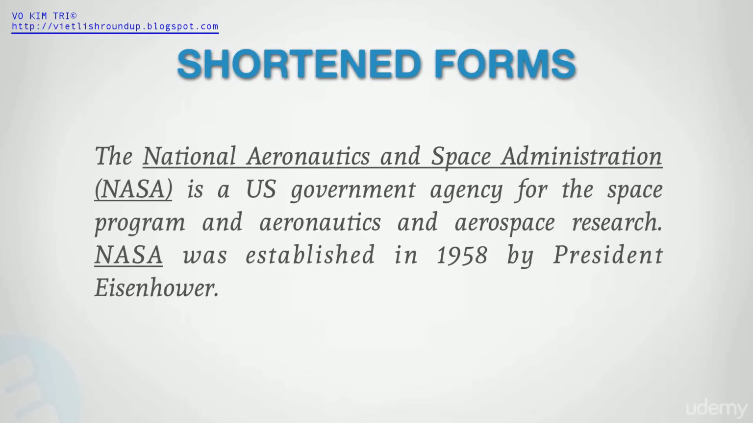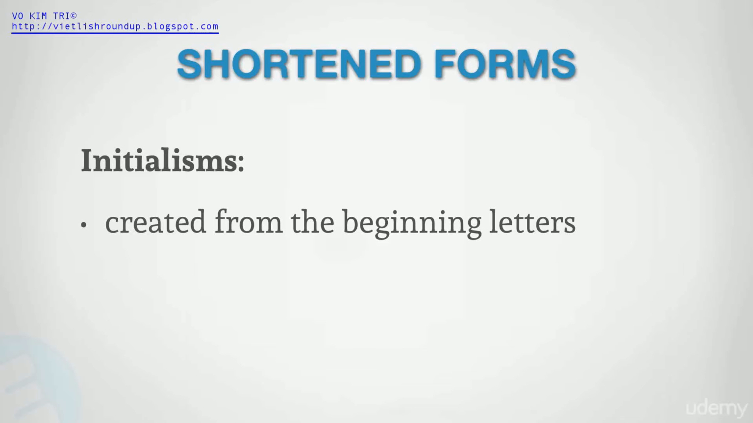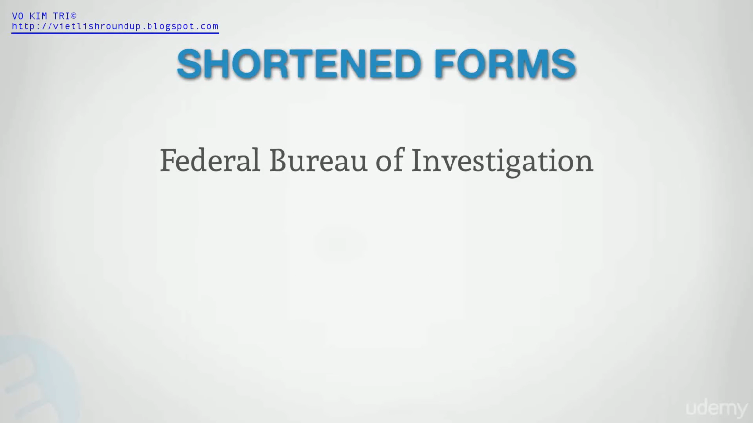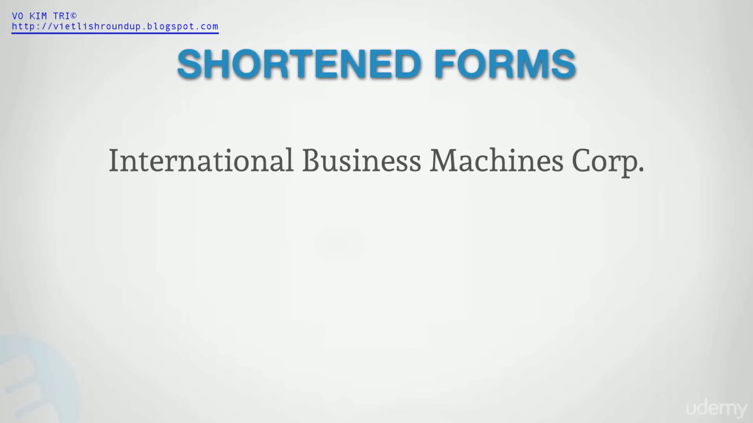Commonly confused with acronyms are initialisms. These are words that are also created from the beginning letters of a name or a phrase. The difference is that they can't be pronounced like words. They need to be spelled out. So the Federal Bureau of Investigation is the FBI, the British Broadcasting Corporation is the BBC, and the International Business Machines Corporation is most commonly known as IBM.